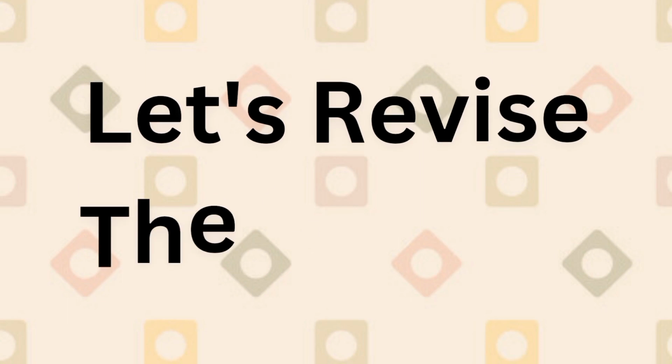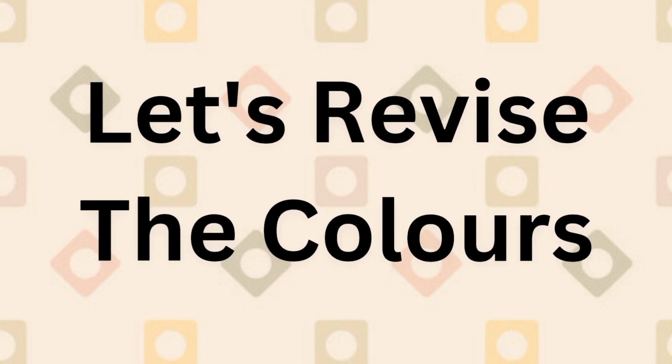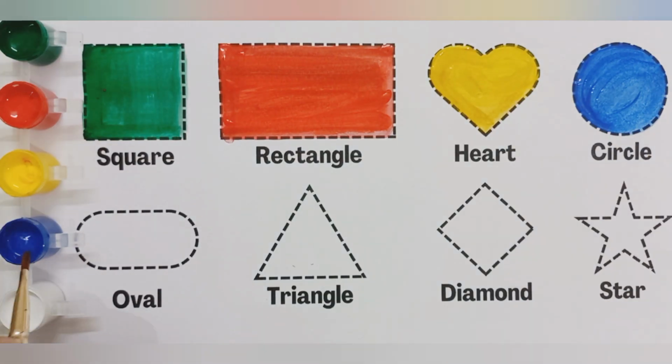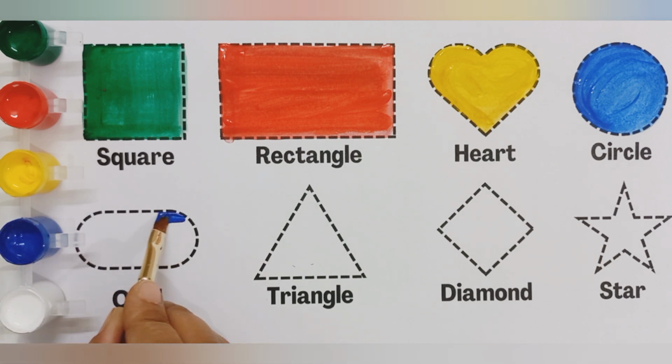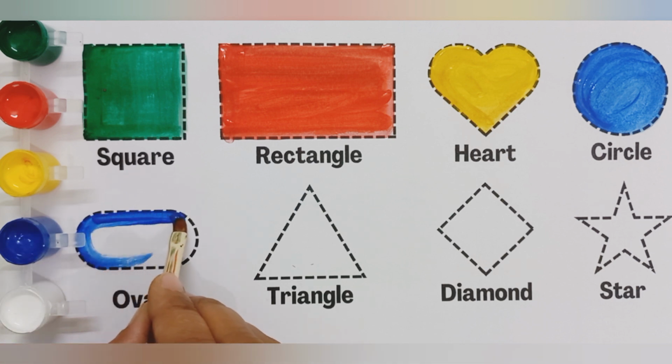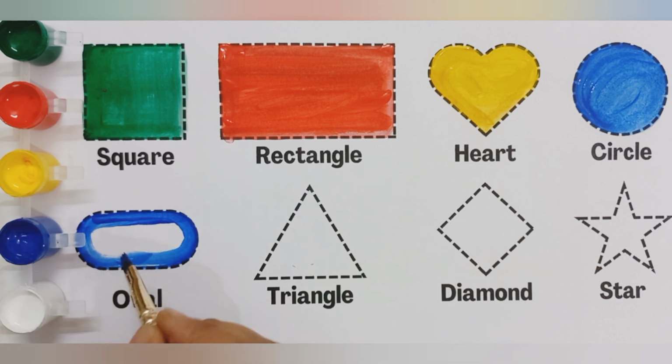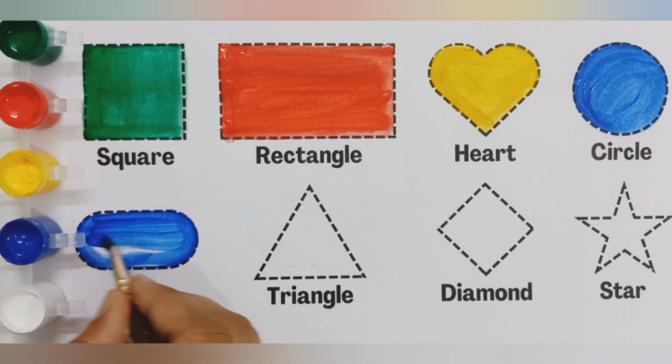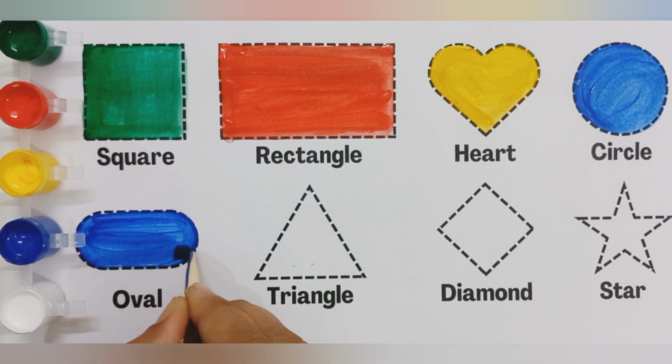Come on everyone, let's revise the colors. This is blue color and this shape is oval shape. Now we are going to fill this oval shape with blue color. This is a blue color oval shape.